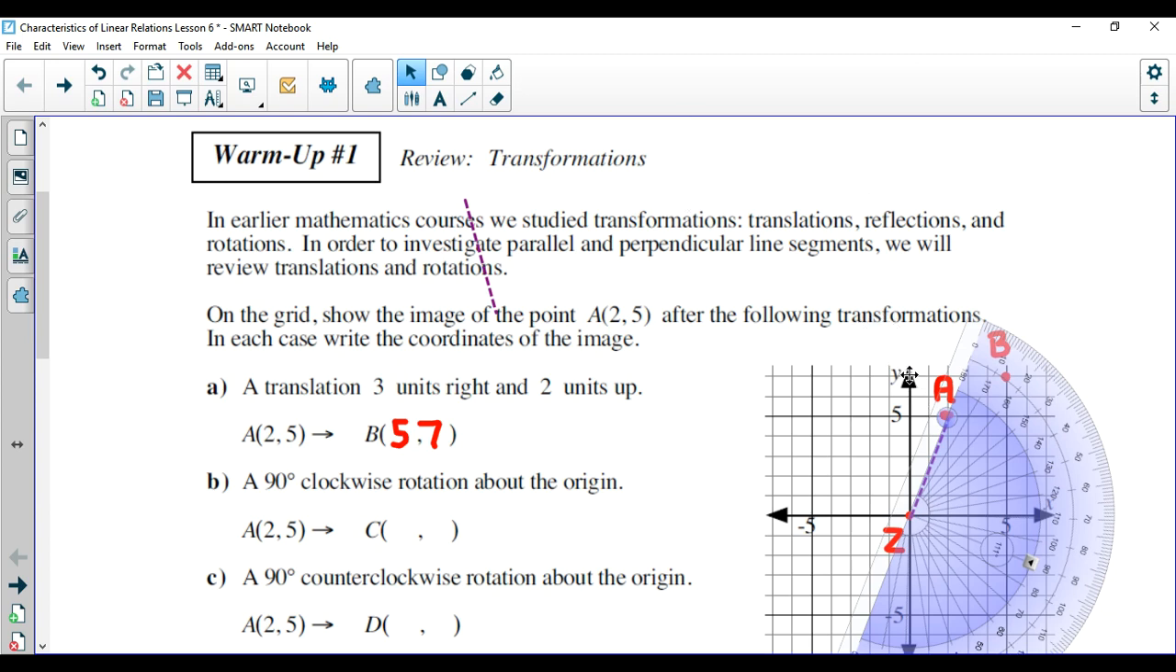Now, to rotate this point here, we're going to rotate it by an angle of 90 degrees. We can start counting. So we can rotate it from 0, 10, 20, 30, 40, 50, 60, 70, 80, 90. Now, what this means is that this rotated point is going to lie somewhere along a line that connects the center of rotation to 90 degrees on the protractor.